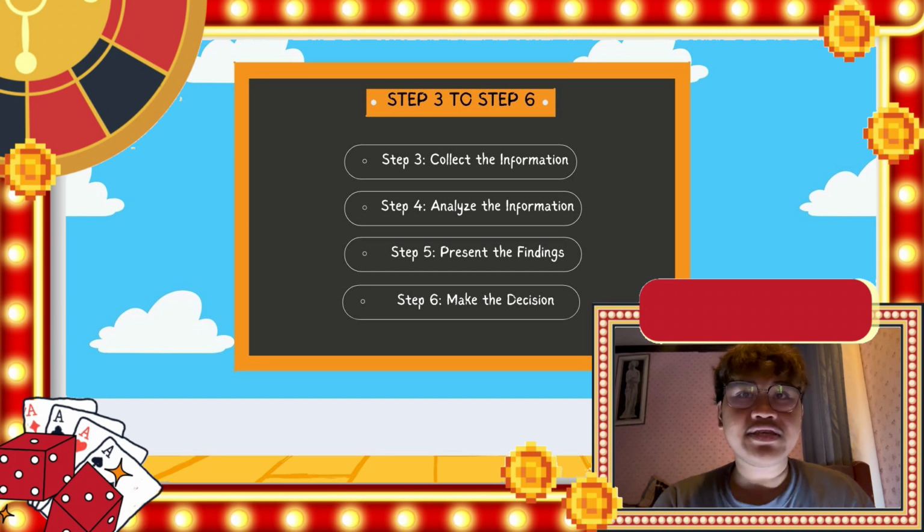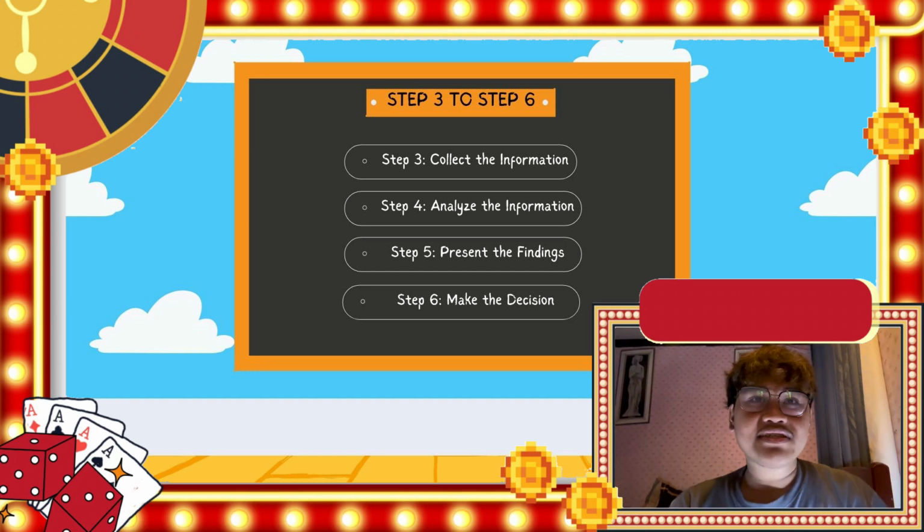So step 3 is collecting information. This means collecting information about a target market entirely through digital platforms like surveys, social media analysis, website analytics, and other online sources to understand customer behavior, preference, and needs, allowing businesses to make informed marketing decisions based on this data.